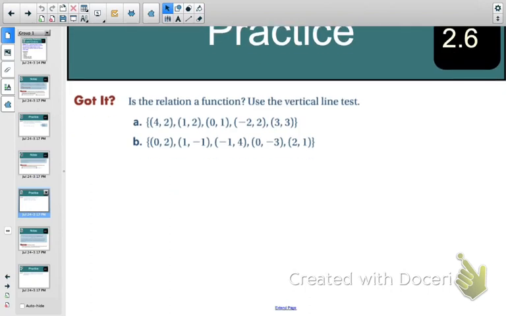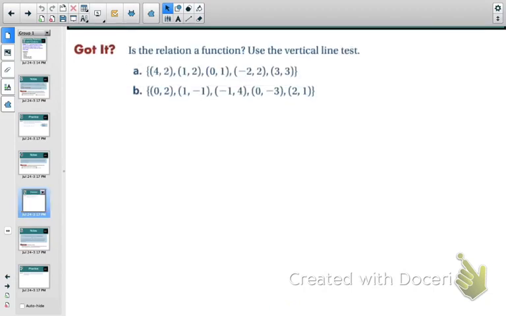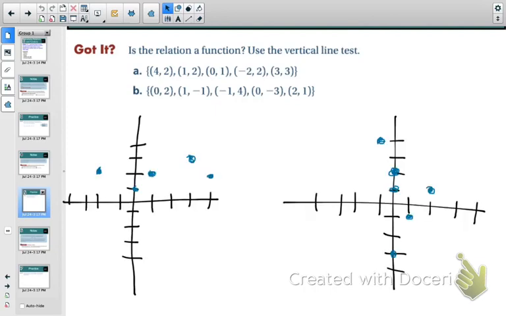All right, so let's try it with these ones. Go ahead and plot A and B on a graph, and then I will do so as well, and then see if it passes using the vertical line test. Okay, pause this in 3, 2, 1, pause. All right, I've got mine graphed. This is A, this is B.